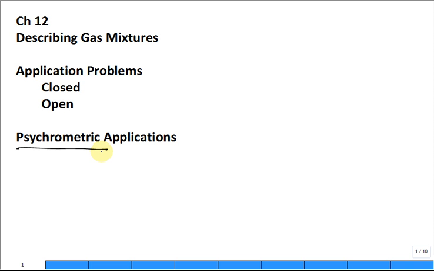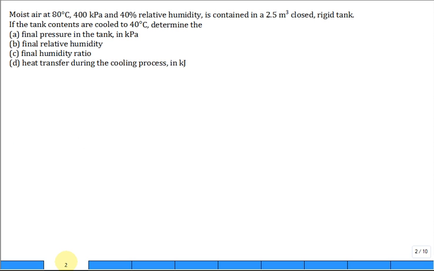Psychrometric Applications. Here's a problem that we solved in class on Monday, or today, when I'm recording this for Wednesday's lecture. One thing that I wanted to do was to highlight or summarize some of the key steps, because I feel that following the process you can get a little confused at times. And so if you'll allow me, I'm going to summarize solving this problem.